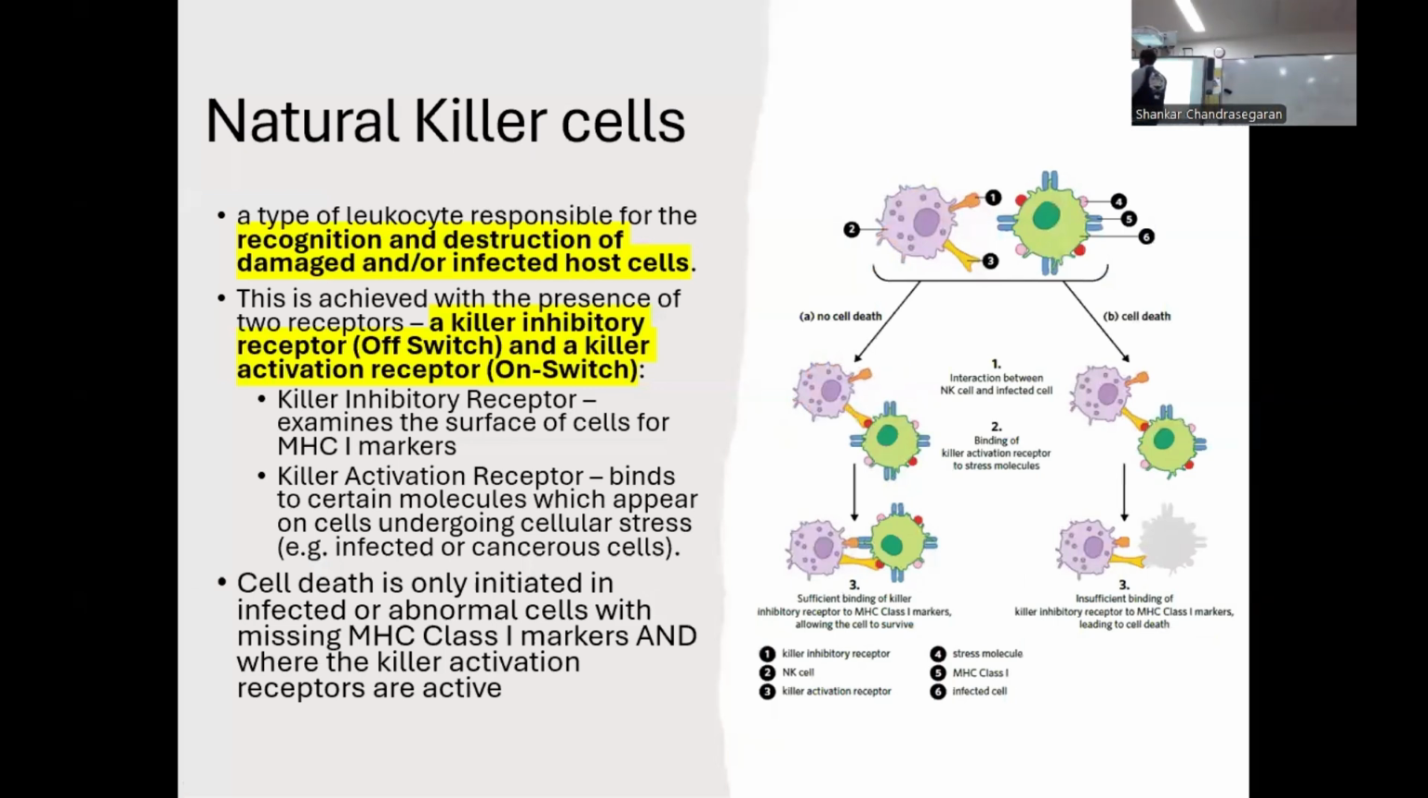So now that we've covered the cells that can do phagocytosis, let's talk about the other cellular components of your second line of defense. The first one we're looking at is your natural killer cells, right? These are basically search and destroy systems within your body that are looking for damaged or infected cells, right?